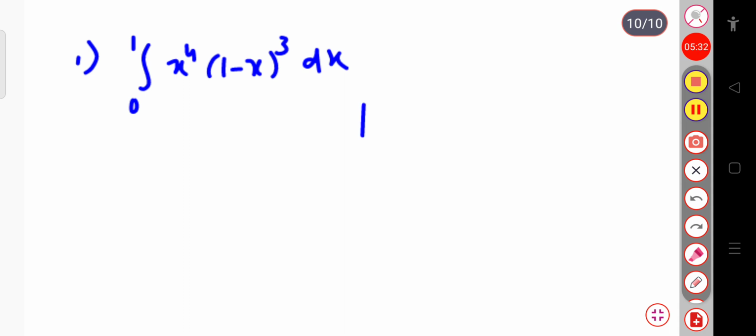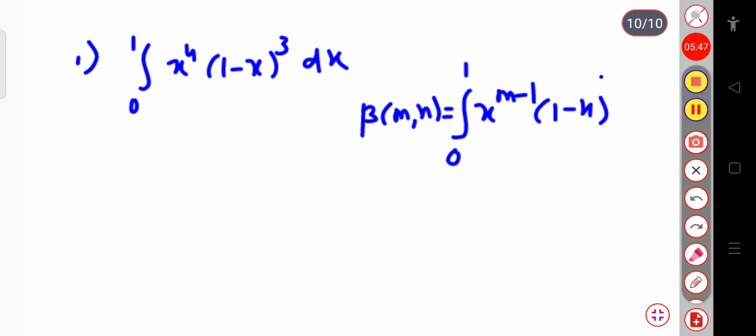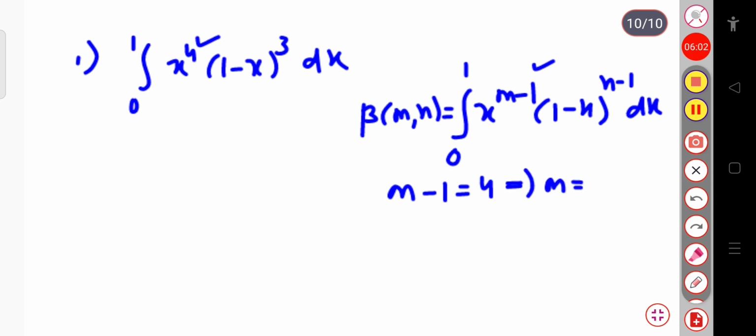And you know this beta function, that is beta of m, n, can be written as, here the integration limit is important, from 0 to 1, of x power m minus 1 into (1 minus x) power n minus 1 into dx. This is the representation. Now you compare the power of x with this: m minus 1 equal to 4, that implies m will be equal to 4 plus 1, that is 5.